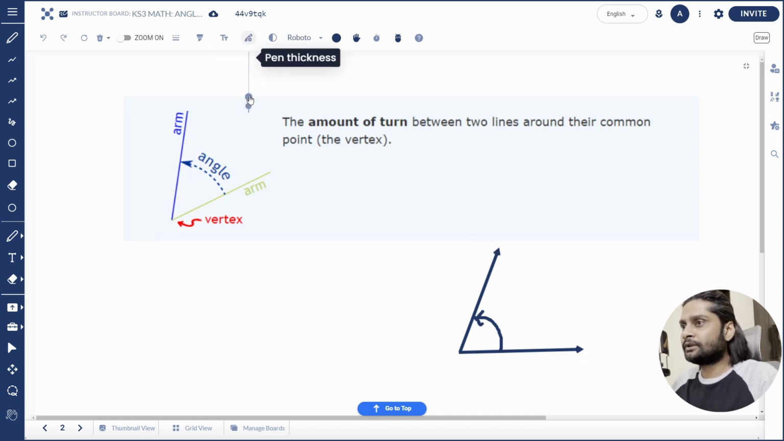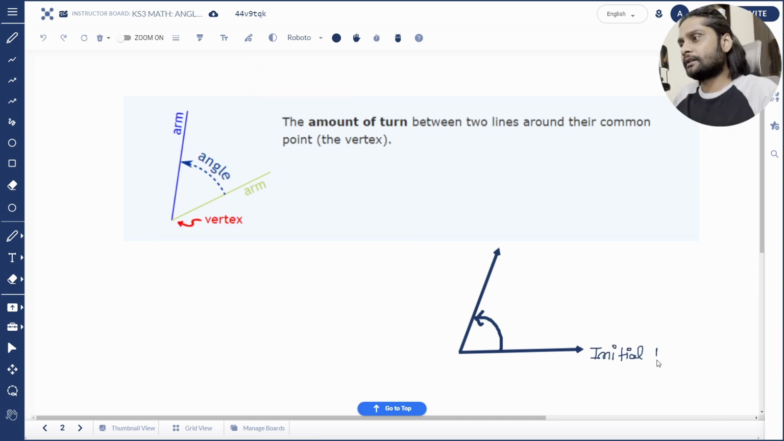So we have two terminologies over here. One is called the initial ray and the other one we can consider to be the terminal ray, and the measurement by which we have rotated it, that's called the measurement of the angle. So this is my angle and it's represented generally using degrees, but there are other units too that we'll be discussing.